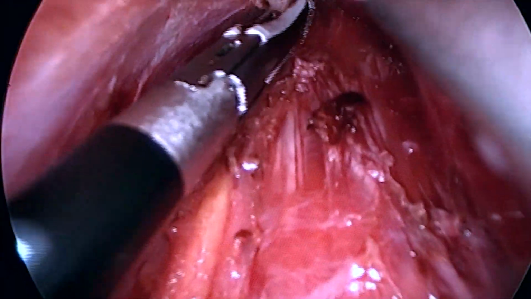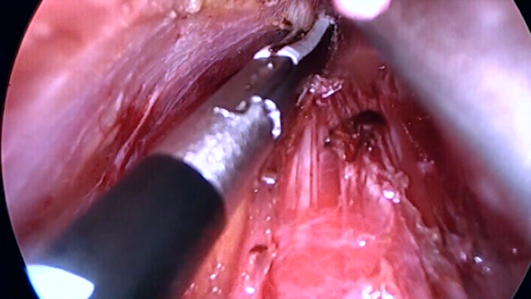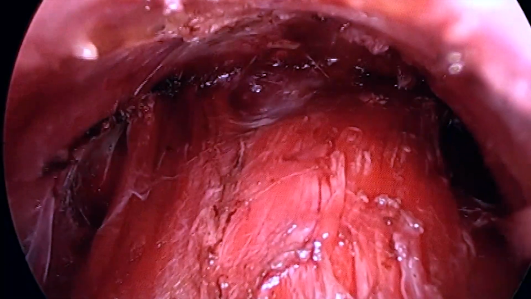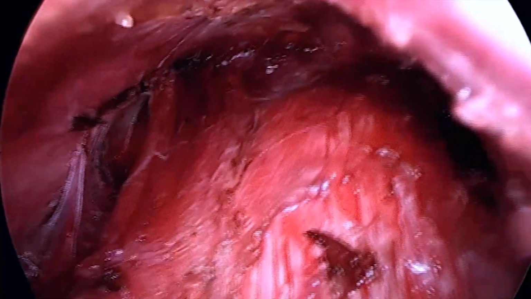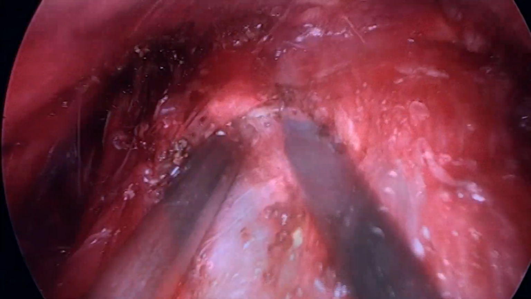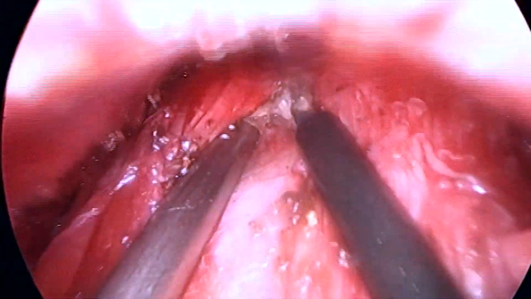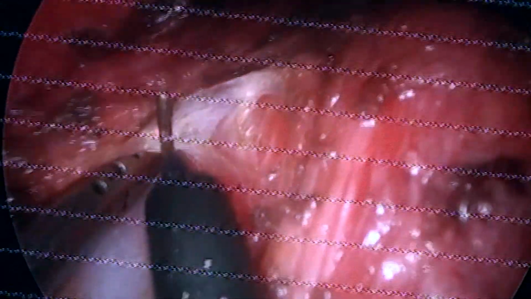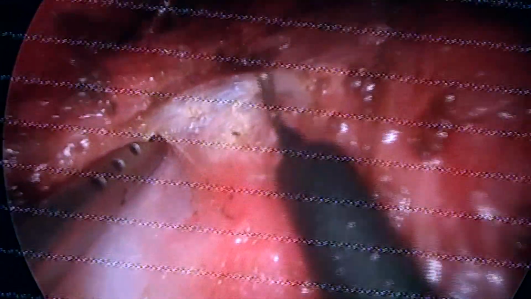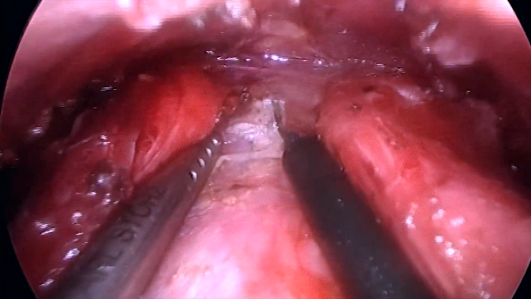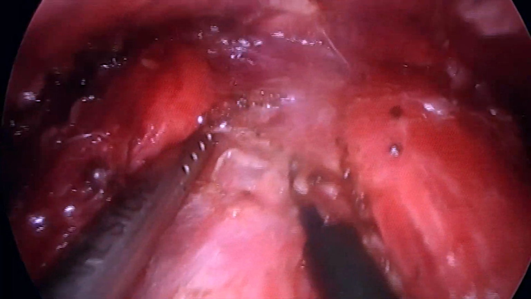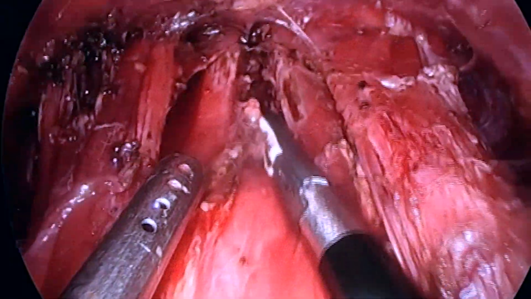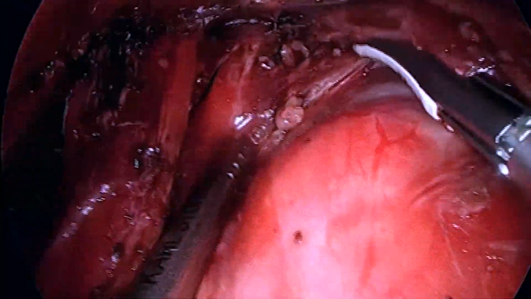The subplatysmal working space is maintained using CO2 insufflation at 6 to 8 mm of pressure to expose the strap muscles in midline up to suprasternal notch and laterally the sternocleidomastoid muscles. The strap muscles are then dissected in midline and expose the thyroid nodule on the affected side. The thyroid nodule is mobilized from the strap muscle attachments of loose alveolar tissue.